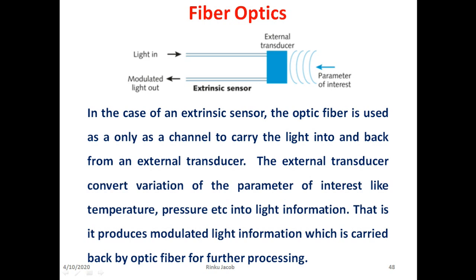The external transducer is a device that will transform the variation of the parameter of interest, for example temperature, pressure, etc., into light information. So here the optic fiber is used to carry unmodulated light into the transducer and to take back the modulated light out of the transducer for further processing.